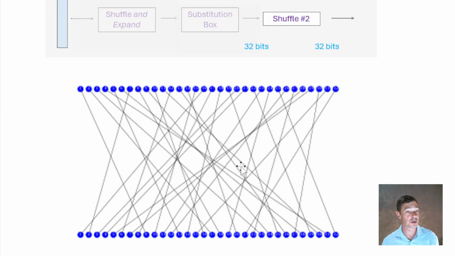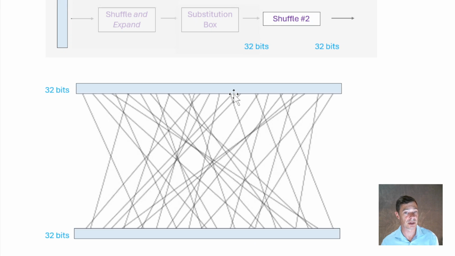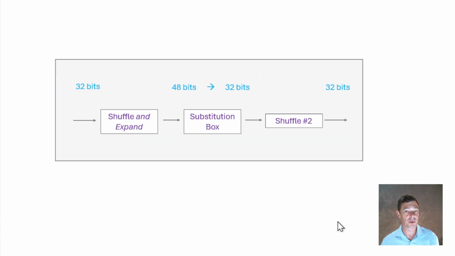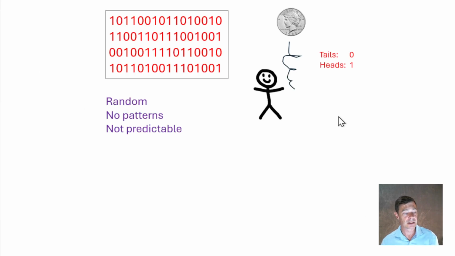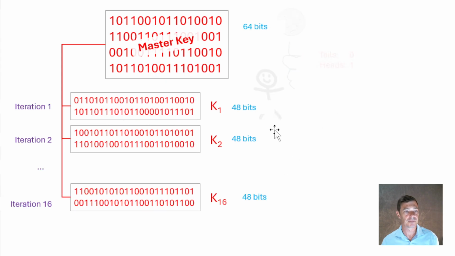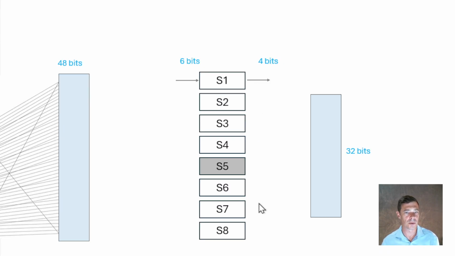And we have been reduced back now to 32 bits. So these are the same bits that came out of the substitution box step. And this is what the shuffle number 2 looks like. So this is what a single iteration has, these moving pieces, plus DES uses a 64-bit random secret key. So for each iteration, there's a smaller key called subkeys. And all of these are just slightly tweaked versions of the original.